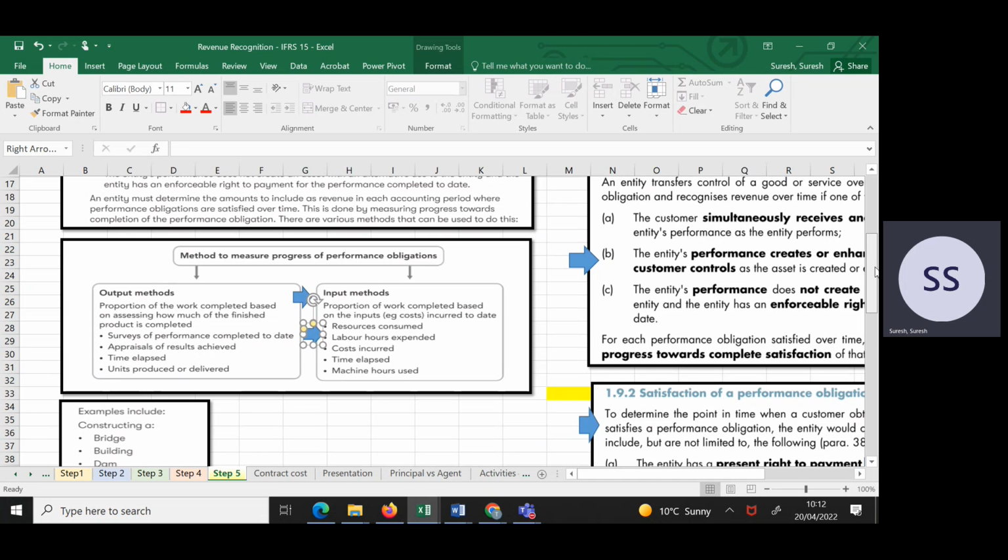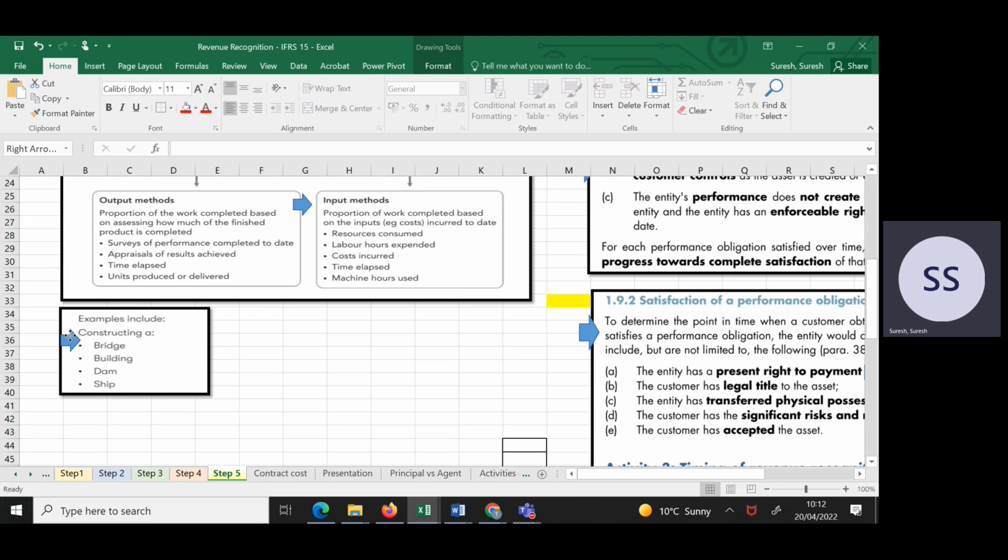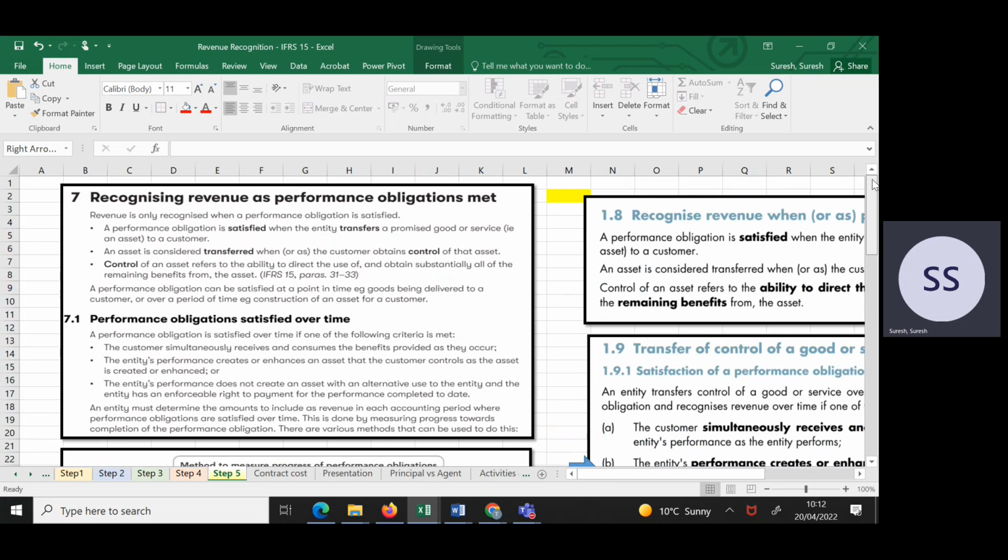Examples of these kinds of performance obligations satisfied over a period would be constructing a bridge, constructing a building, a dam, a ship. These are the kinds of examples where you would find performance obligations completed over a period of time. I hope this is clear. This is step 5, right? So let me quickly show you what else is next.